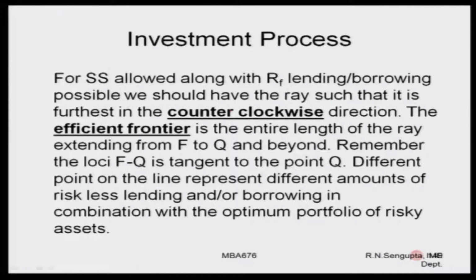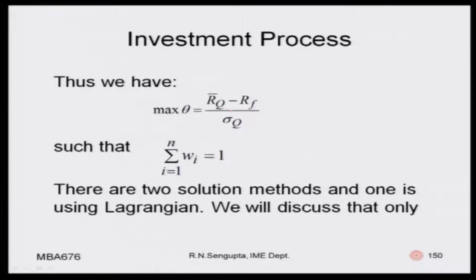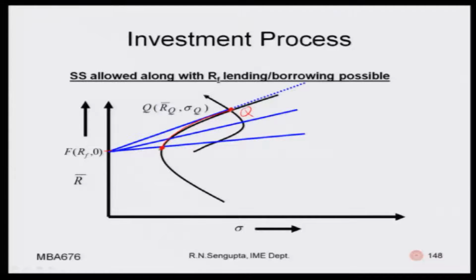For short selling allowed along with riskless lending borrowing possible, turn it counterclockwise, the efficient frontier is the entire length of the ray extending from F to Q. Remember, the locus FQ is the tangent at the point Q which you already found out. Different points on the line denote different combinations of the weights for these n plus 1 assets. Thus, what we are trying to do is maximize the tangent value. The numerator is basically the height, which is r bar Q, the return for the Q point, minus RF. If we go back to the slides, it is this height.